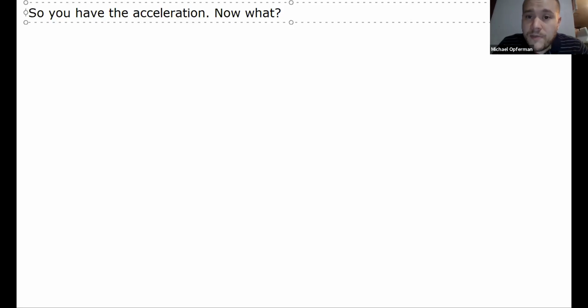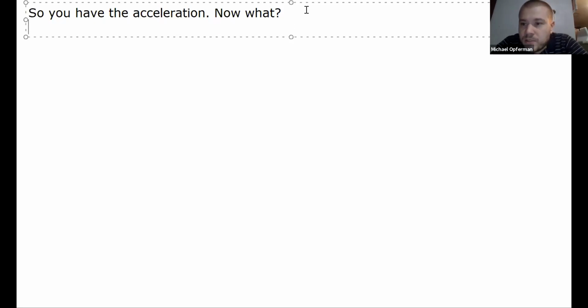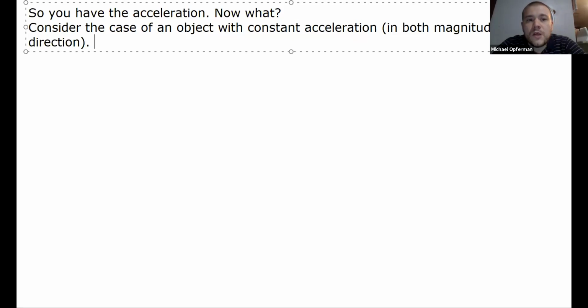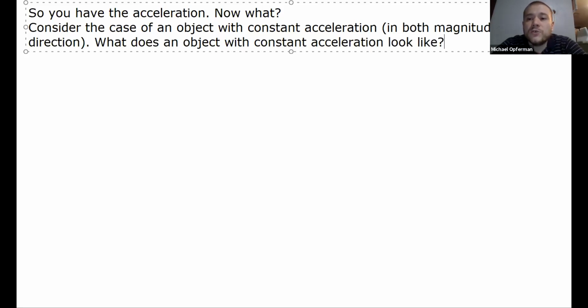So in this class, we're really only going to attempt to solve one particular case, which is the case of an object with constant acceleration. And when I say constant, I mean constant in both magnitude and direction. What does an object with constant acceleration look like? What is its motion like? That's the question we really want to answer in this section of the course.